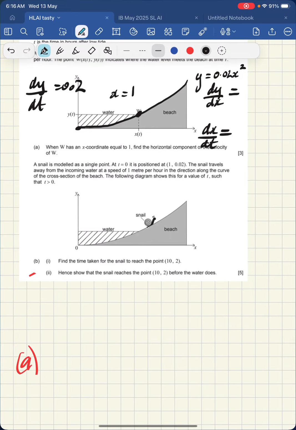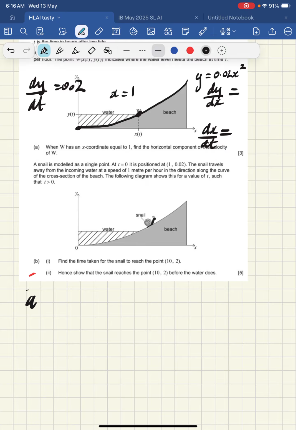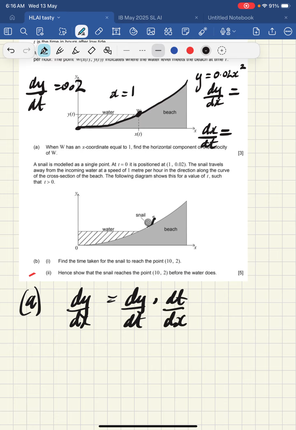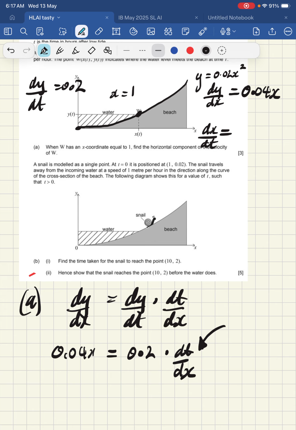Let's put it up a bit. We've got dy by dx equals dy by dt, just good old chain rule, times dt by dx. Let's go ahead and sub in. Dy by dx, well, from this top bit here, is 0.04x, a simple derivative. Dy by dt is 0.2, and dt by dx is here. Now remember, we can kind of treat this as a fraction.